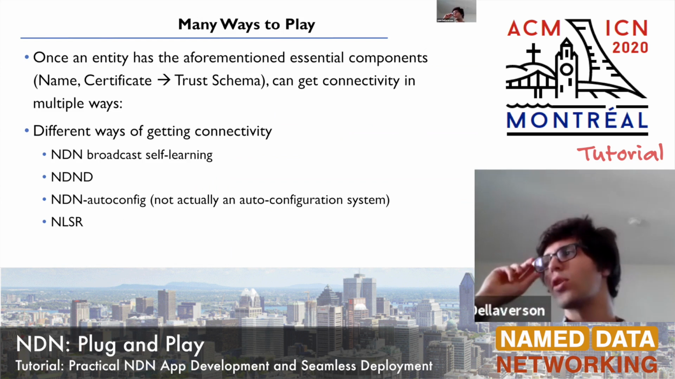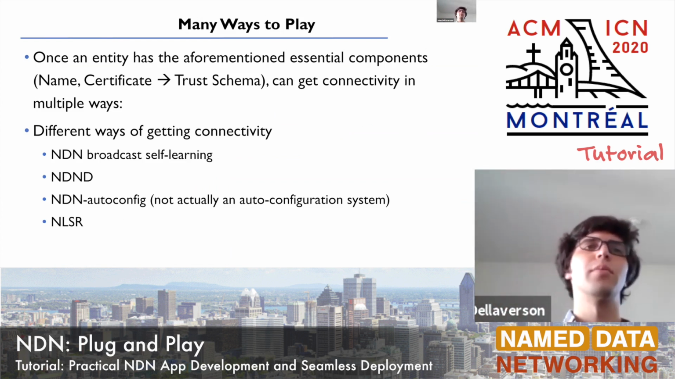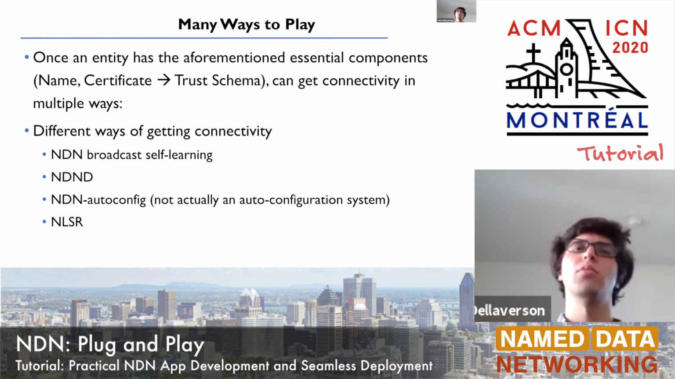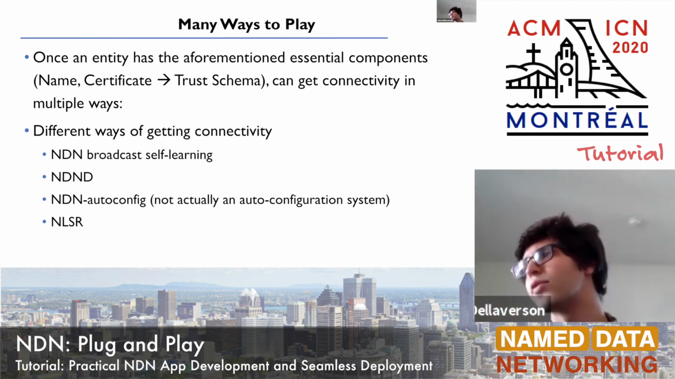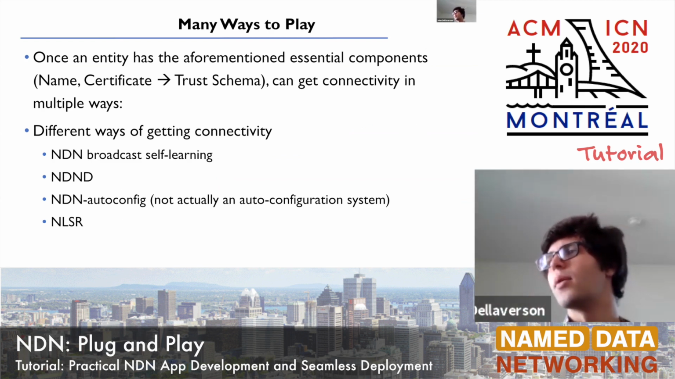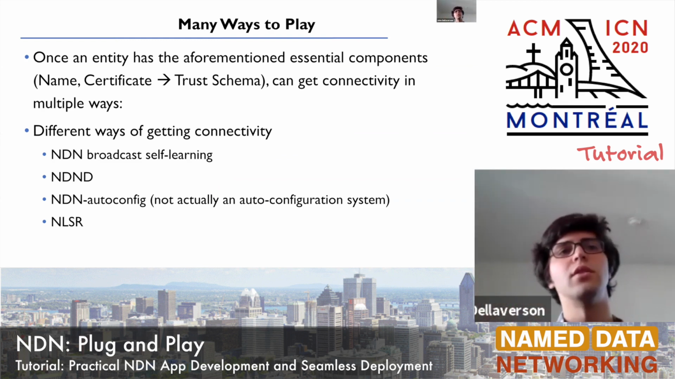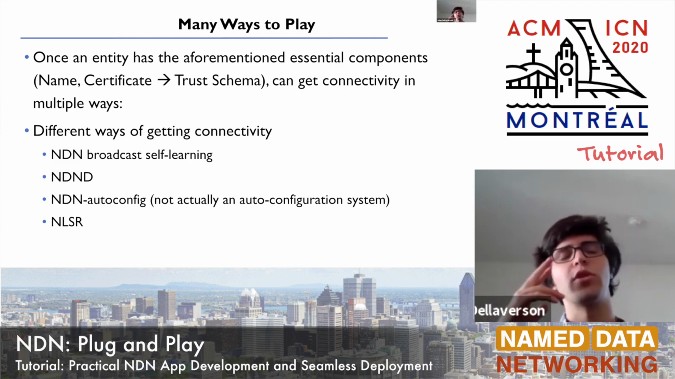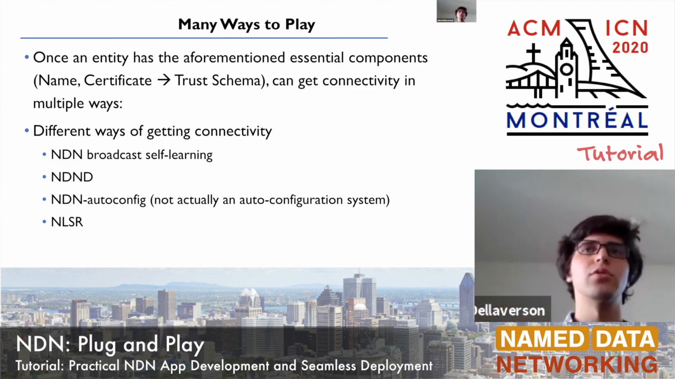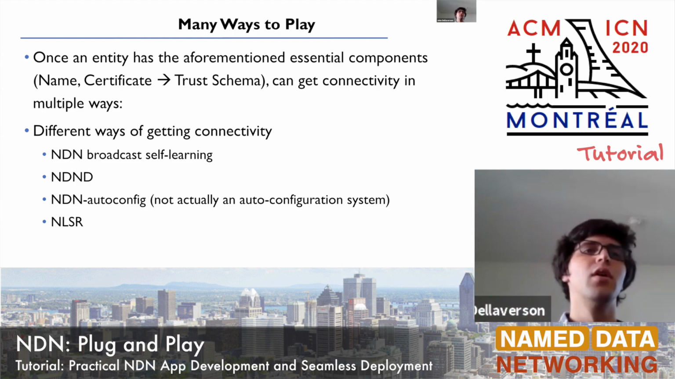And from there, we can think about how you play in NDN. So once an entity has the aforementioned essential components, you have your name, you have your certificate, you've got a trust schema in some ways, there are a lot of different ways to get connectivity. So you can do NDN broadcast self-learning, you could use NDND, you could use NDN auto-config, which I should note, because of the sort of somewhat confusing name, is not actually an auto-configuration system. It is a find closest hub system, so it sort of falls under this connectivity idea. You could be using NLSR.